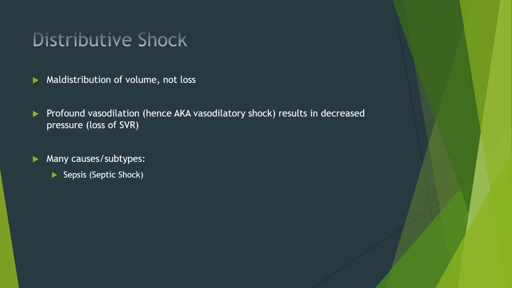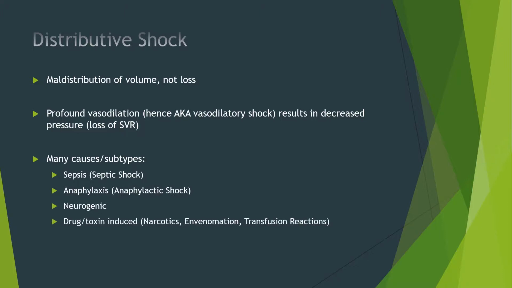Sepsis is probably one of the main big ones that everyone's pretty aware of, and that can cause septic shock. The next is anaphylactic shock. You also have neurogenic shock, drug or toxin induced, such as narcotics, envenomation, or transfusion reactions. And you can also have endocrine induced distributive shock, especially things like the Addisonian crisis or hypothyroidism.